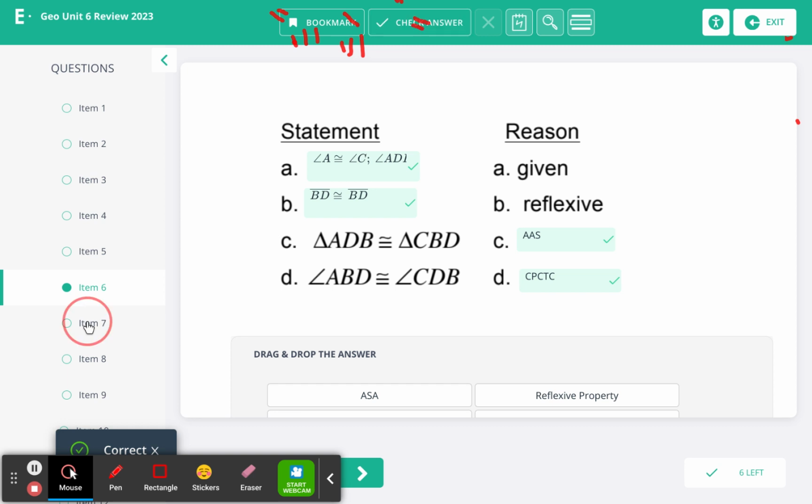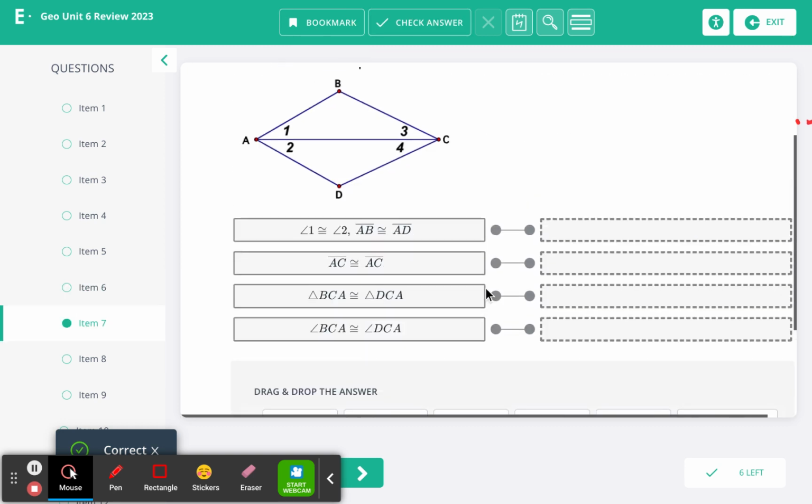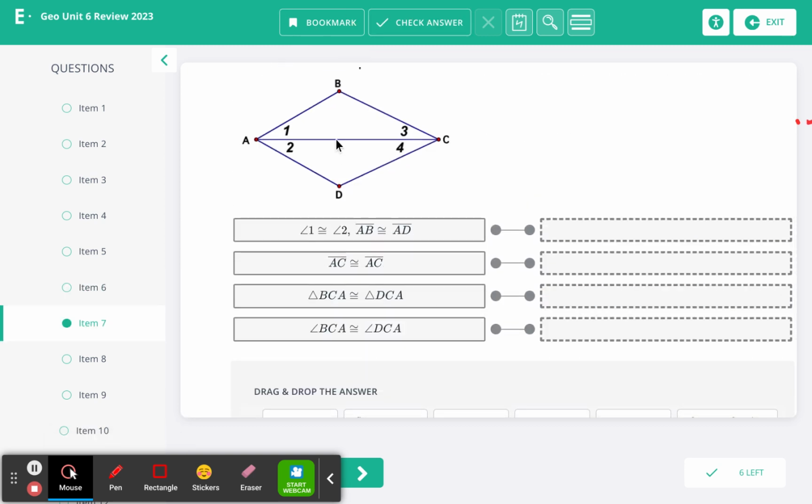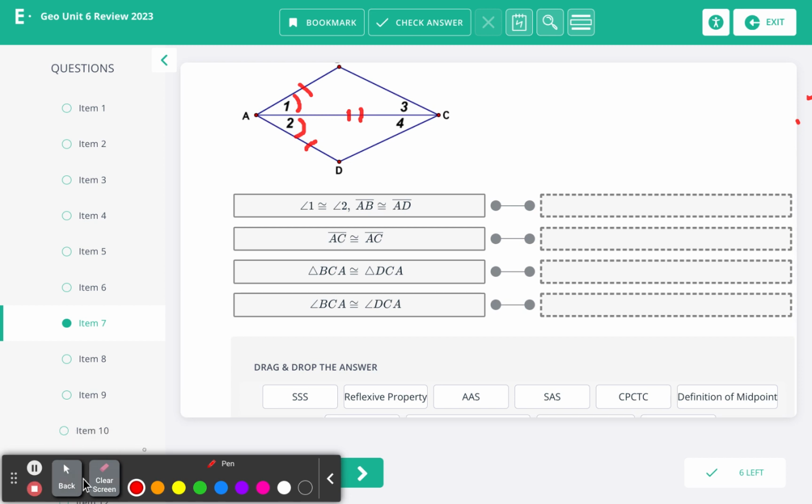All right. Number 7. We know that angle 1 is congruent to angle 2, and AB is congruent to AD. I'm going to go ahead and mark them on there. Angle 1 is congruent to angle 2, and AB is congruent to AD. All right. That's our given information. I do see our reflexive side. I think that gives us enough information to prove the triangles are congruent. Side, angle, side.